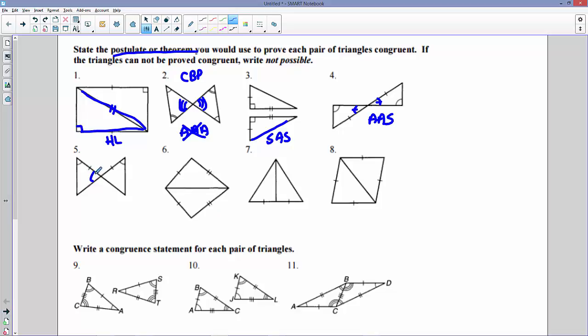Okay, we got, again, I'll use their notation. So we've got congruent vertical angles. That's ASA. We've got the reflexive property here. That's SSS.